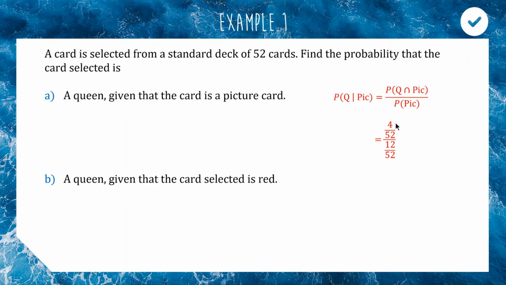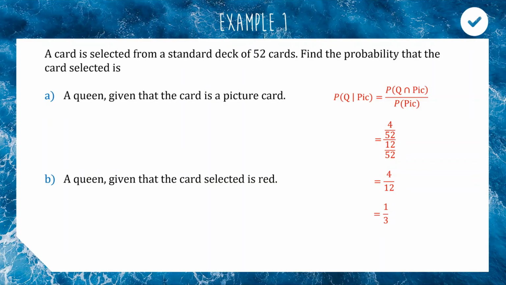If we multiply the top and bottom of that fraction by 52, we just get 4 out of 12. So we've got a 1 in 3 chance, which again makes sense because there's only 3 types of picture cards. If you drew out a card and said, hey, this card is a picture card, what's the probability it's a queen? Well, you've got a 1 in 3 chance. It's jack, queen, or king.